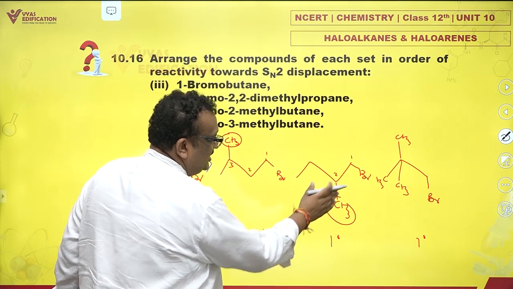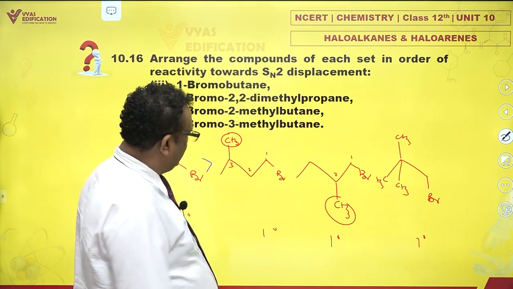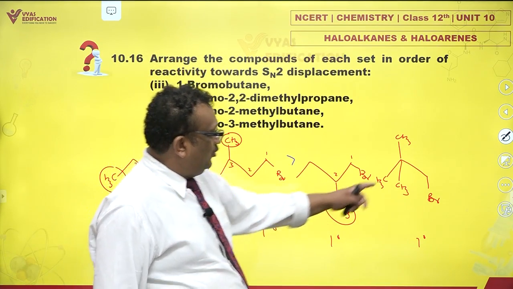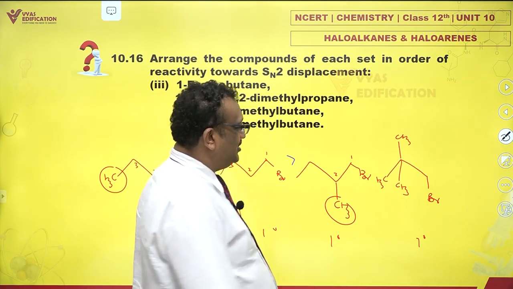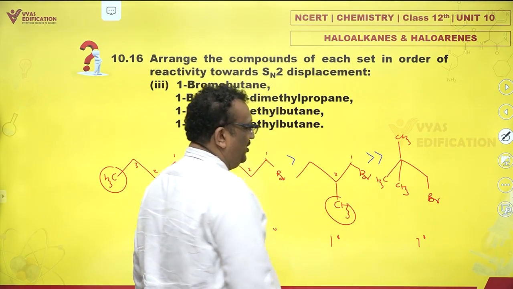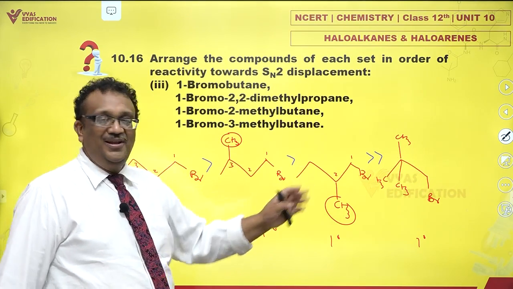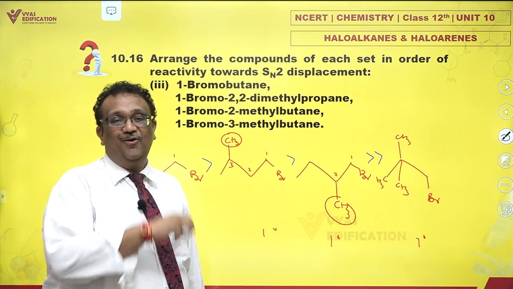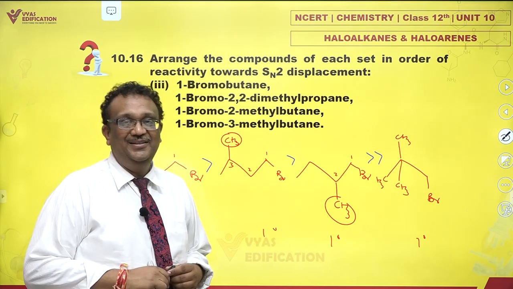As this branching gets near, it gets worse. And if there are 2 branches on the adjacent atom, it is very, very poor. Yes. Is this the order? This is the order, and steric crowding is again the reason for this.